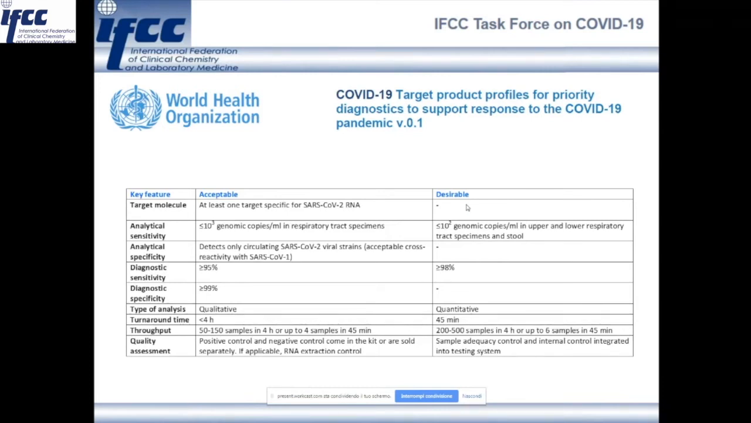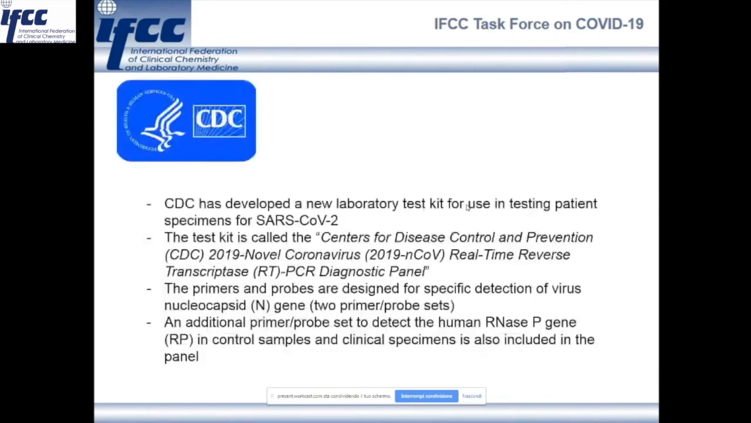The throughput shall be of at least 50 to 150 samples in 4 hours, or up to 4 samples in 45 minutes, but preferably 200, 500 samples in 4 hours, or up to 6 samples in 45 minutes. And finally, the quality assessment shall include at least positive and negative controls. RNA extraction check might also be advisable.